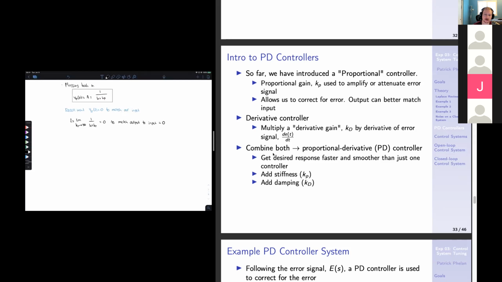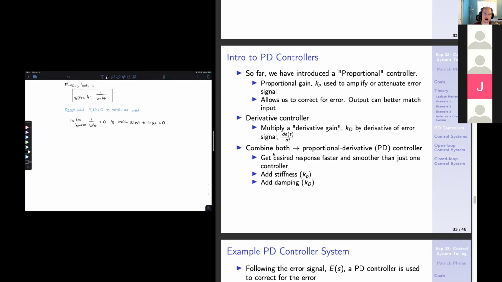If we add a derivative controller, or D controller, that's where we multiply a derivative gain on the system. That's going to be kd, and it will be multiplied by the derivative of our error, which is a function of time. We're going to take that derivative like I just said.